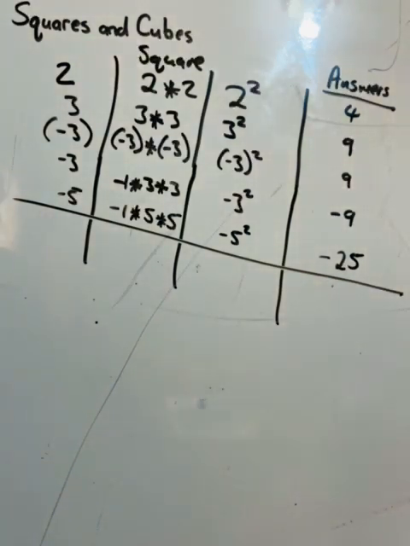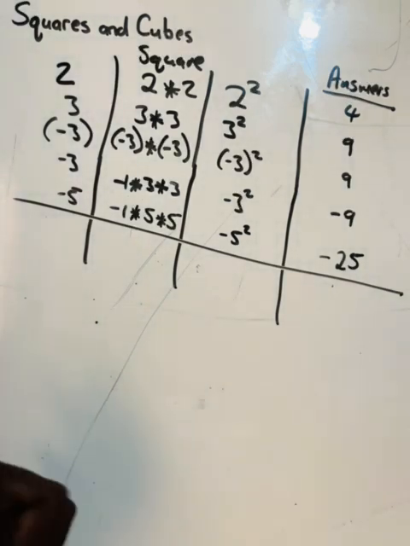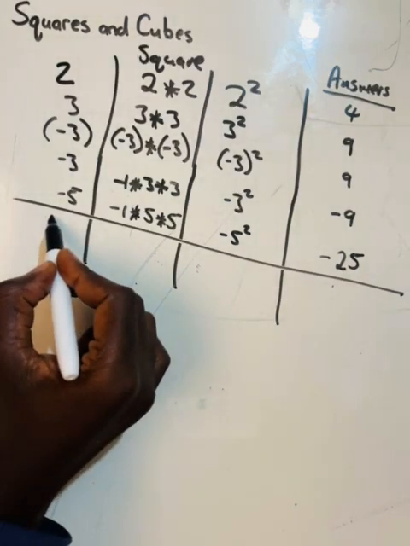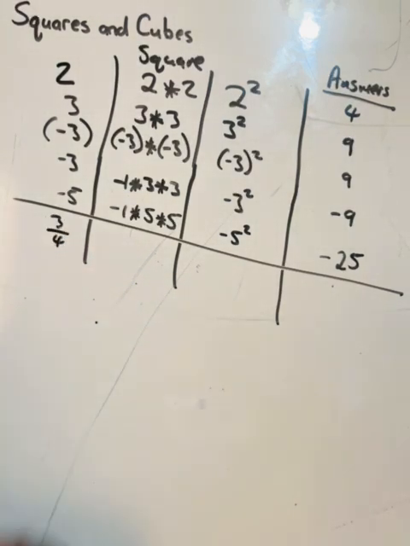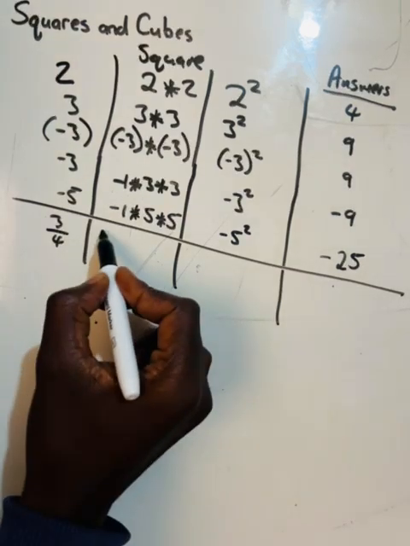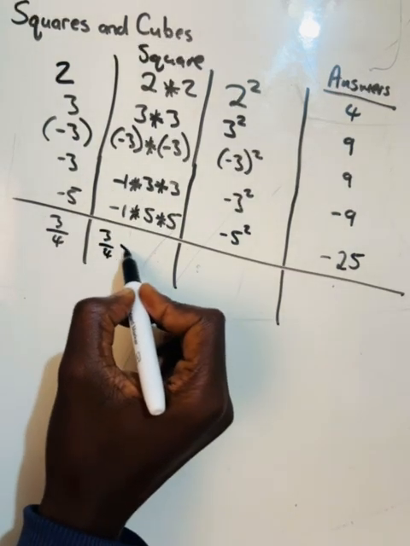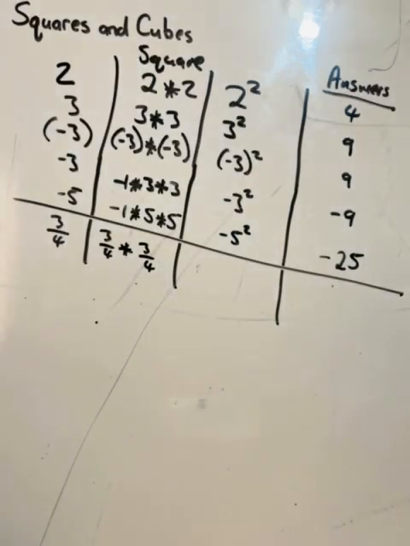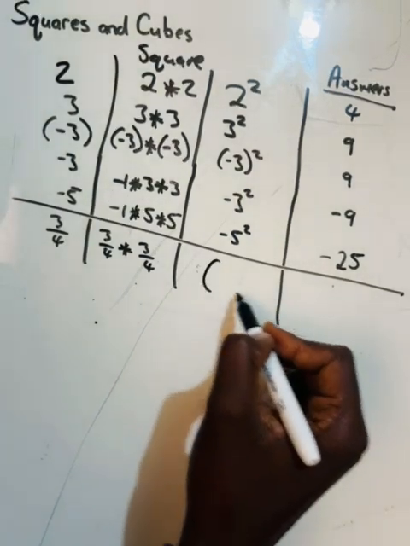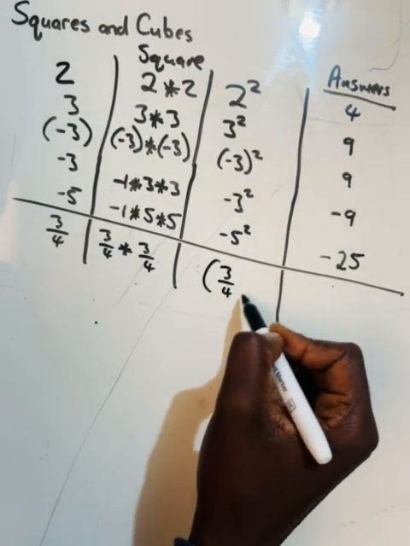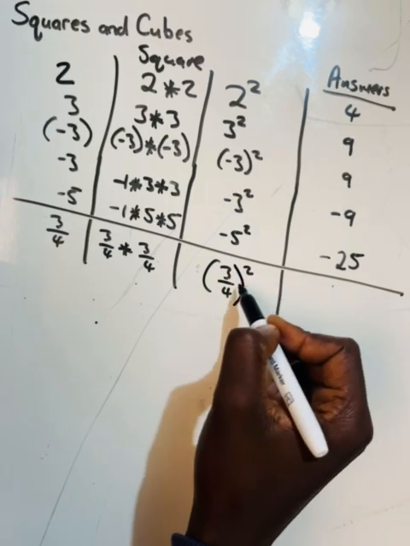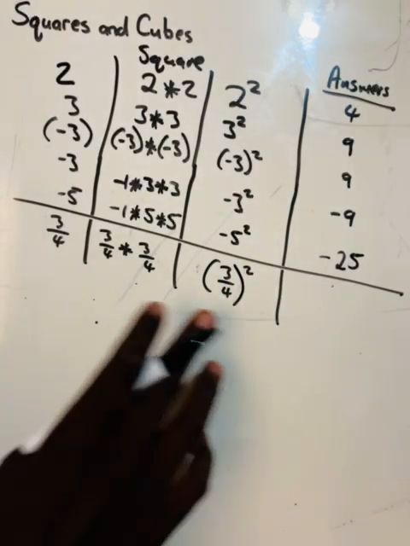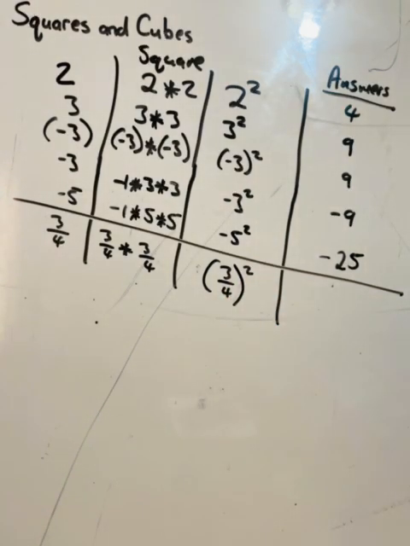Now, the last type of numbers that we're going to deal with are what we call fractions. So imagine that we are given a fraction of 3 over 4. What does this mean? It simply means 3 over 4 multiplied by 3 over 4. And if we are to write it, we would open a bracket and say 3 over 4, close bracket, squared, like this. Then from there, if we go to our calculator, what do we get?